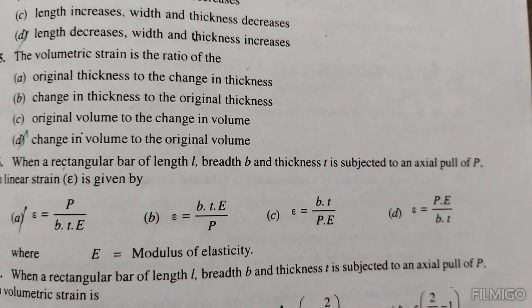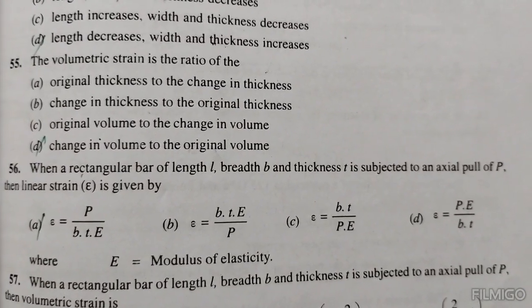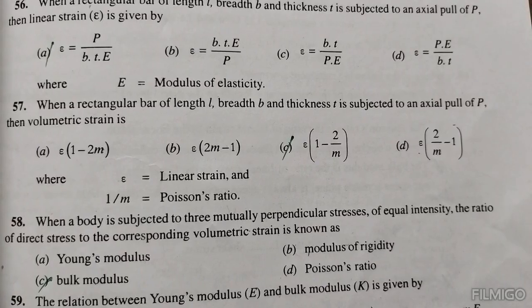When a rectangular bar of length L, width B, thickness T is subjected to an axial pull of P, then the linear strain is given by P by BTE. When a rectangular bar of length L, width B, thickness T is subjected to an axial pull of P, the volumetric strain is P by BTE of 1 minus 2 by M.